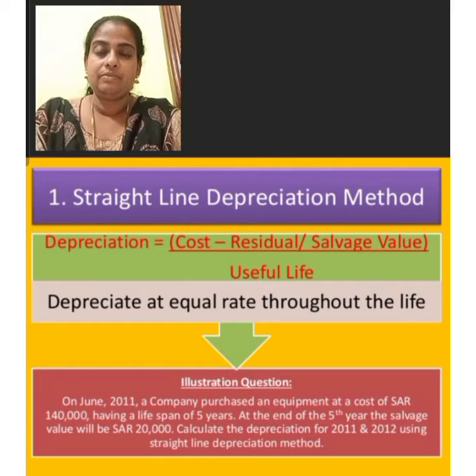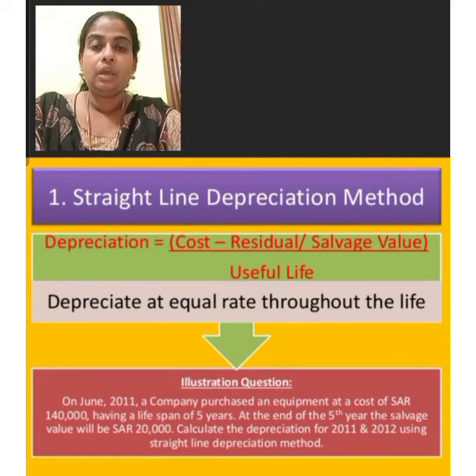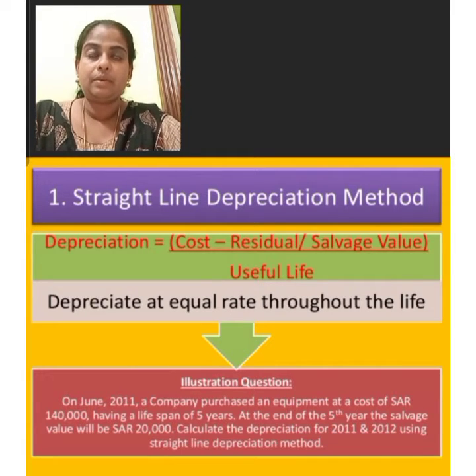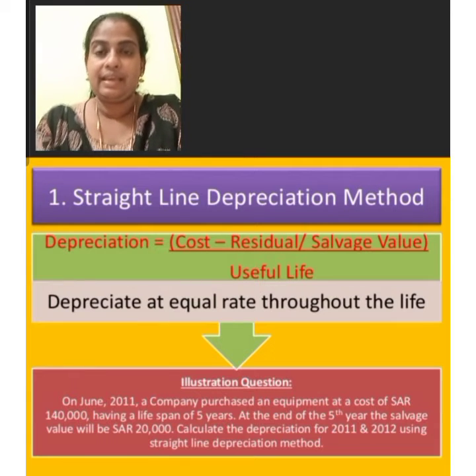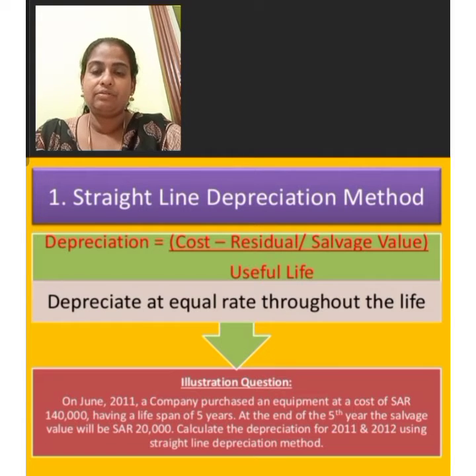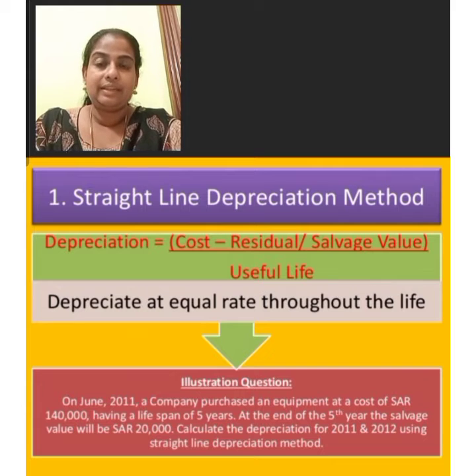For solving this problem, first we have to write the equation, that is depreciation equals cost of the asset minus net residual or salvage value, divided by the estimated useful life of the asset. Here the cost of the asset given is 1,40,000. Then the salvage value is also given, that is 20,000. So the net value equals 1,40,000 minus 20,000, that is 1,20,000. Then the estimated useful life of the asset is also given, that is 5 years.